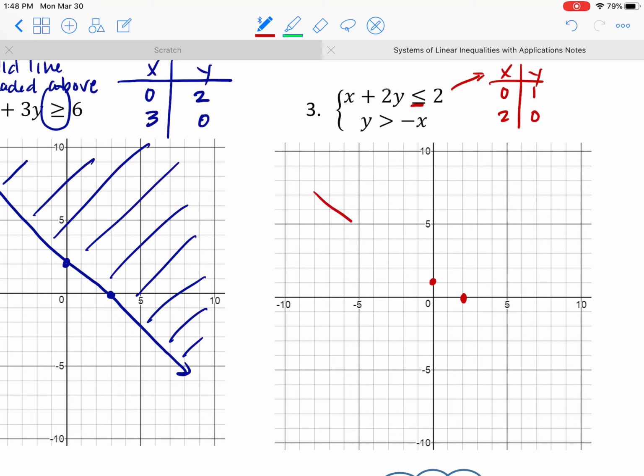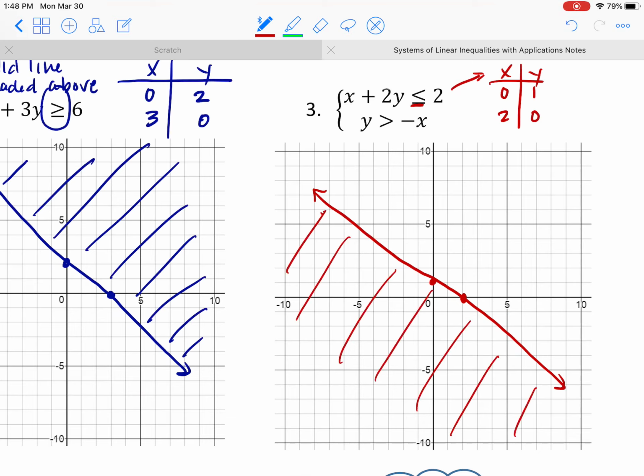And then this equal to here tells me this is going to be a solid line. So I'm going to connect these with a solid line. And the less than tells me to shade below that solid line. Now, if you're doing this on your own paper, don't go too crazy with the shading, because you're looking for not just the one solution region, but where two of them are going to overlap. So we go to graph the second one.